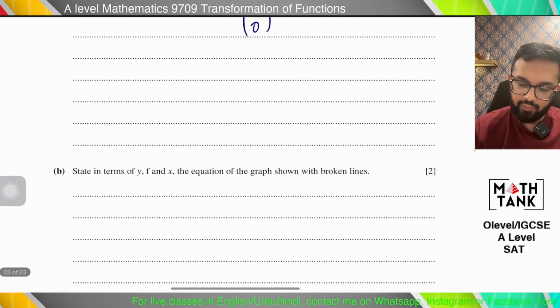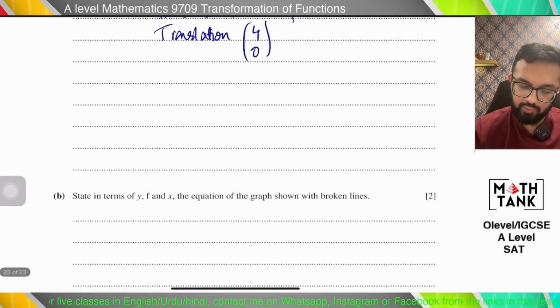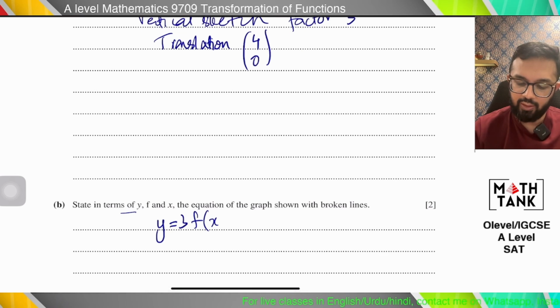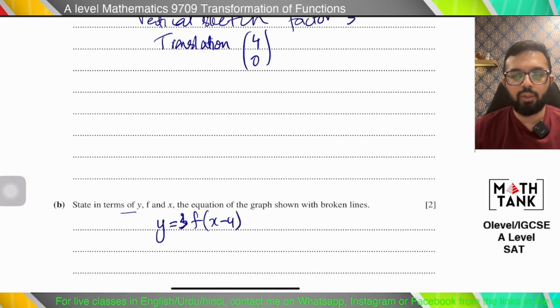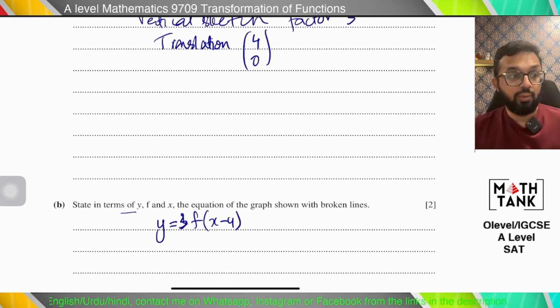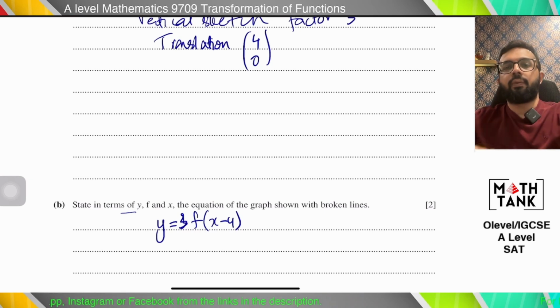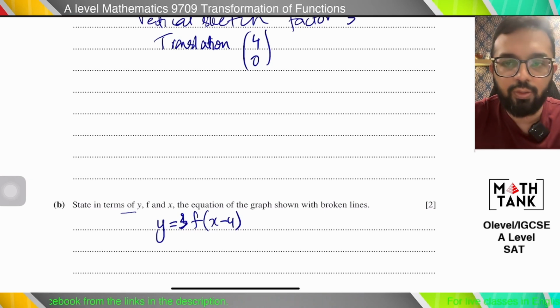If f of x is the equation of the graph with the broken line, that's going to be y stated in terms of f. Okay, f of x is 3 f(x minus 4). Okay, and that should be the final answer. That brings me to the end of all transformation questions that I had from 2024 backwards to 2021. I hope this session was productive for you. Thank you for watching.